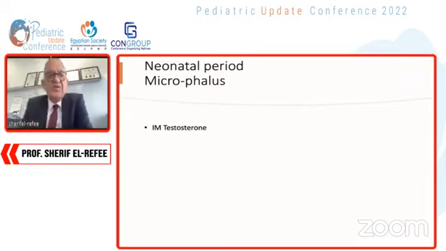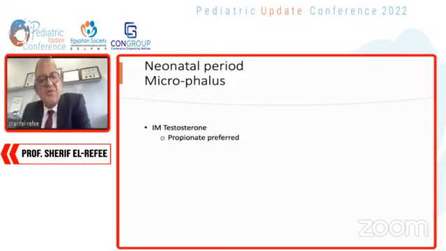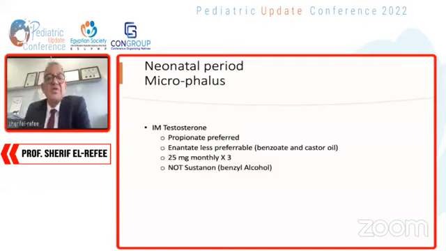Most commonly, we use intramuscular testosterone. We prefer to use propionate because the other testosterone, the enanthate, has castor oil and benzoate. Although we still use it, but with caution. But we never use Sustanon. Sustanon is the very most popular testosterone injection because it contains benzyl alcohol, which can cause damage in the neonatal period.